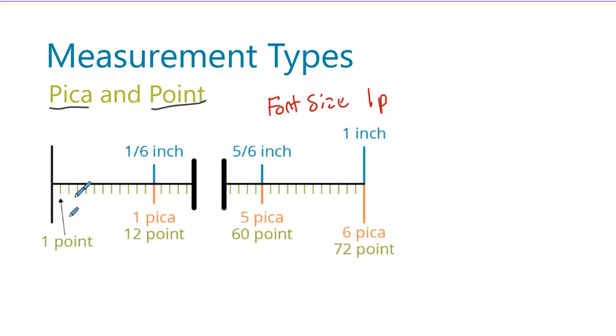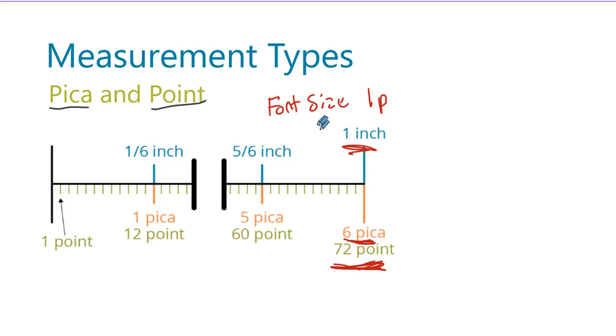So point is less than a pica. So 12 points make up 1 pica. So this is 1 point. So 1, 2, 3, 4, 5, 6, 7, 8, 9, 10, 11, 12. So that means if you multiply that by 6, 72 points equals 6 picas, which equals 1 inch.